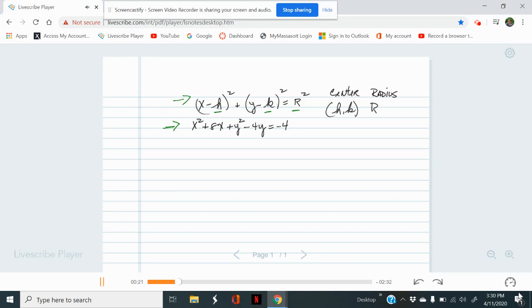What's different than example 1? At least the x's and the y's are side by side, but I still need to rewrite this. Once again, you will never have to complete the square unless you really want to. Why would you want to? You can just use the quadratic formula, which supersedes completing the square.